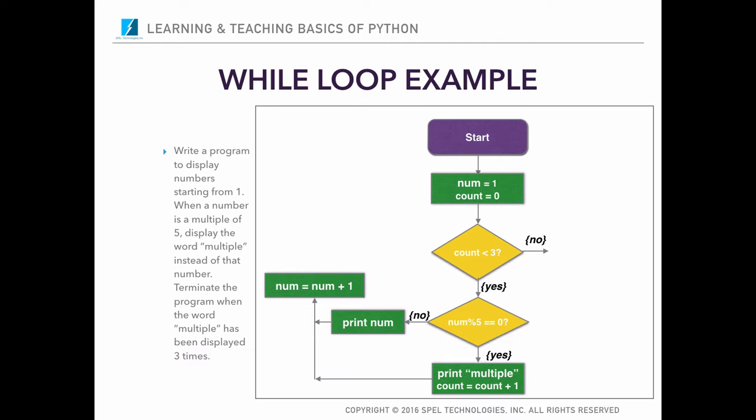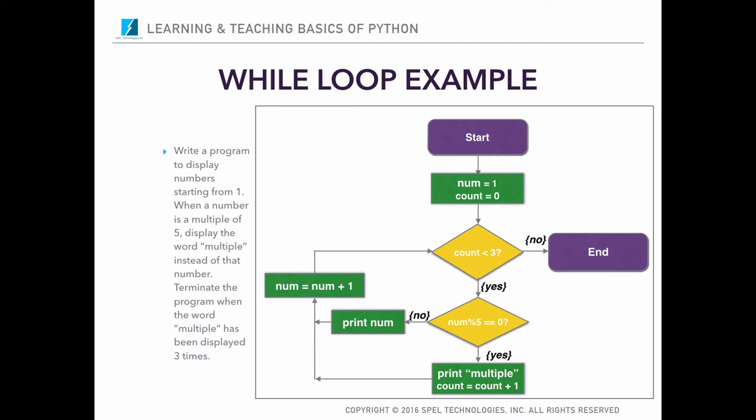And then we are going to go back and check the condition whether count is equal to 3. This operations box takes us back to the decision box count less than 3. And if count is less than 3, then the whole process will be repeated again. So you can see that there is a loop here that is going to be executed, in which we check whether count is less than 3, then we check whether num modulo 5 equals 0, and then perform one of the two operations, either print multiple and increment count, or print the number num. Once count becomes equal to 3, the program will be terminated.